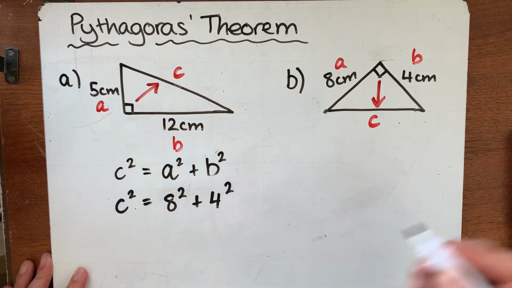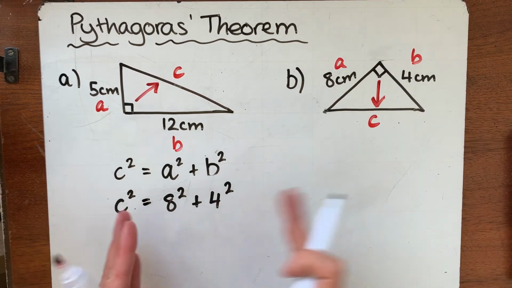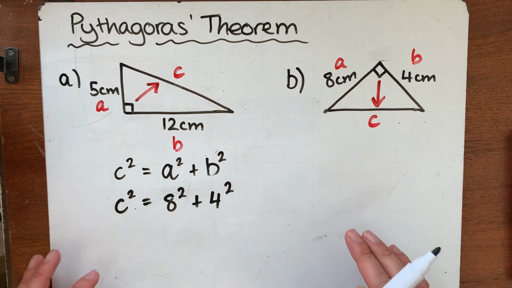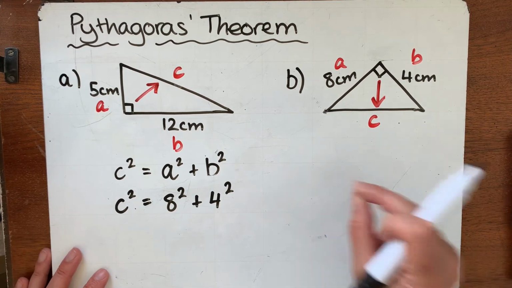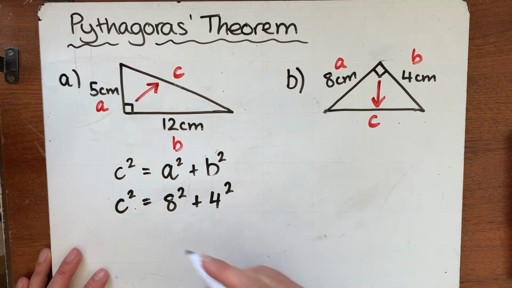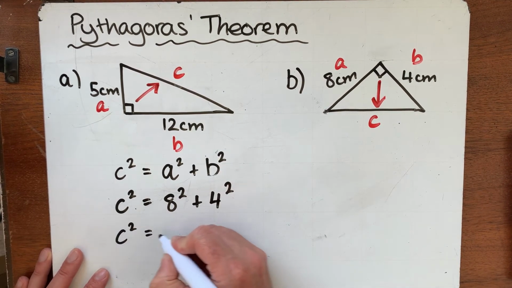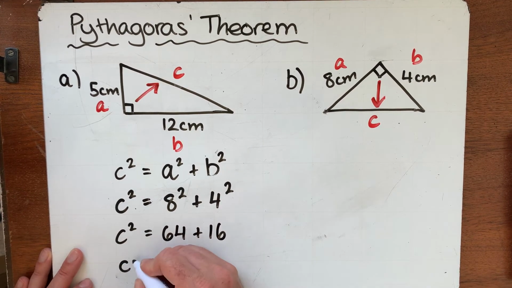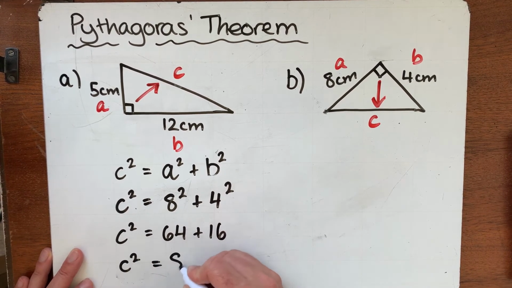Now it doesn't matter which one you call a and b, you get the same solution even if you switch these round, so don't get too hung up on that when you're trying to label your triangle. The only one that you must get right is c, and it's across from the right angle. Okay, we're going to do our squaring this time, and we get 64 and 16, and that gets me that c squared is equal to 80.